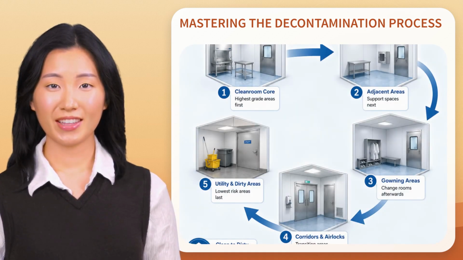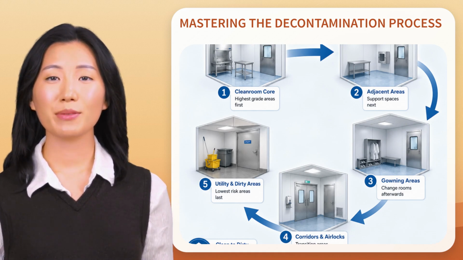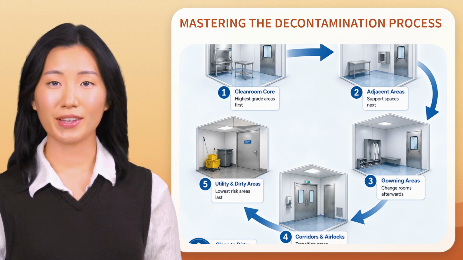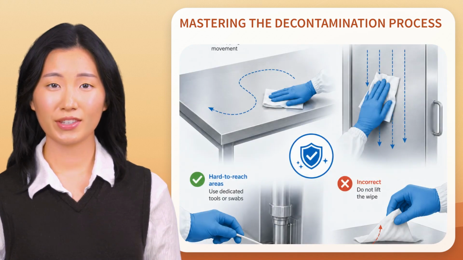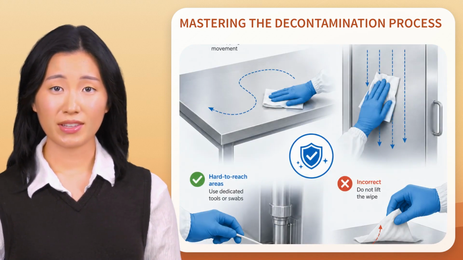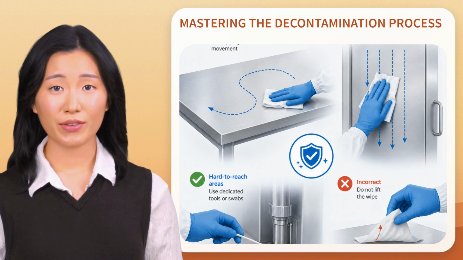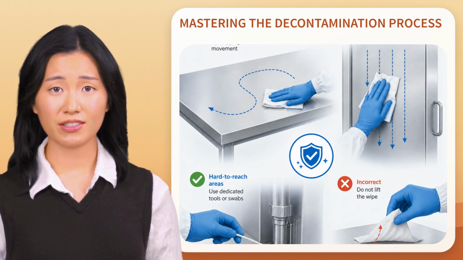Performing a compliant decontamination process in cleanrooms relies on a structured and risk-based approach. You begin by planning the sequence, working from the cleanest areas to the dirtiest. This minimizes the risk of cross-contamination. Every surface requires the right technique for effective treatment. Flat surfaces benefit from S-shaped overlapping movements, while vertical surfaces need top-to-bottom strokes. For hard-to-reach areas, dedicated tools or swabs are essential.